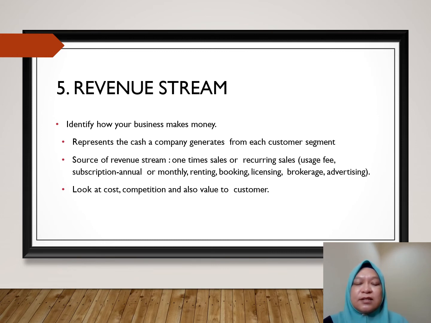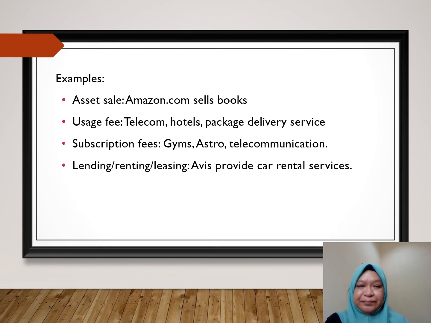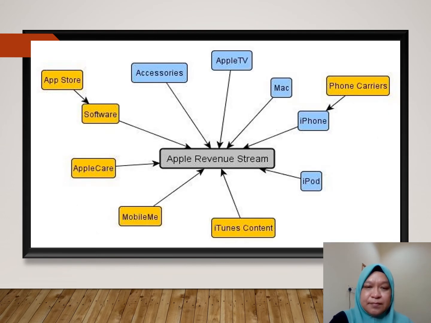In the revenue stream, you will list the sources of the revenue or income your business gets, whether it is one-time sales or recurring sales, or monthly. Recurring sales mean usage fees, subscription, renting, and so on. These are examples: asset sales, usage fees, subscription fees, and also lending or leasing. Example of Apple revenue stream.